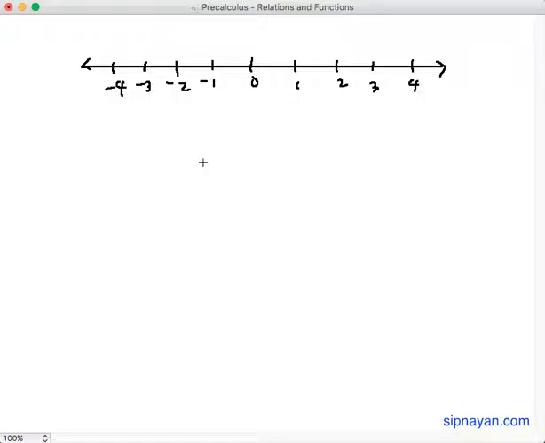Ang gusto natin pag-aralan ngayon is paano ba yung distance ng isang number from 0. For example, I have positive 3. Ano yung distance niya from 0? 3, di ba? 3 units. So, 1, 2, 3. So, the distance of 3 from 0 is 3 units.